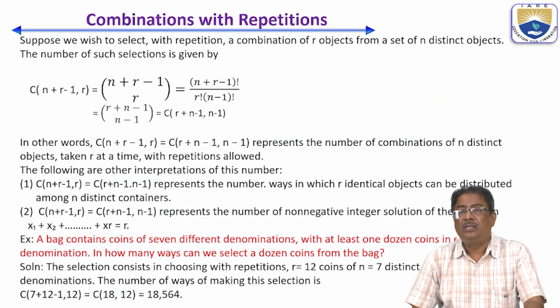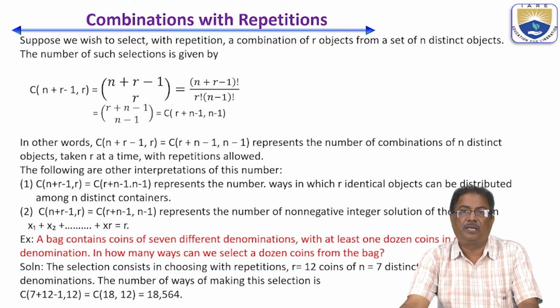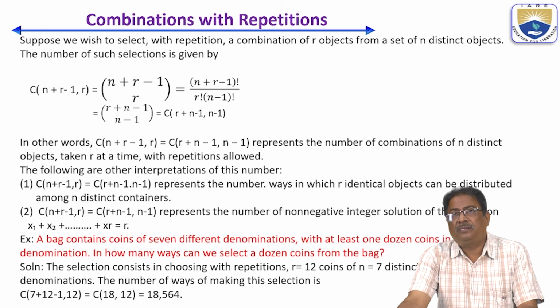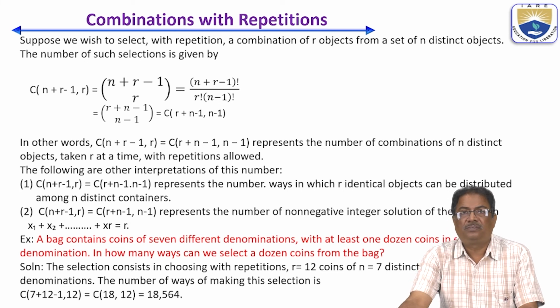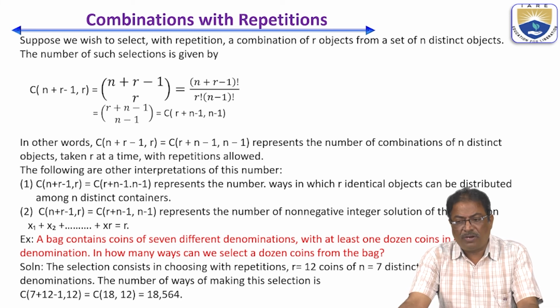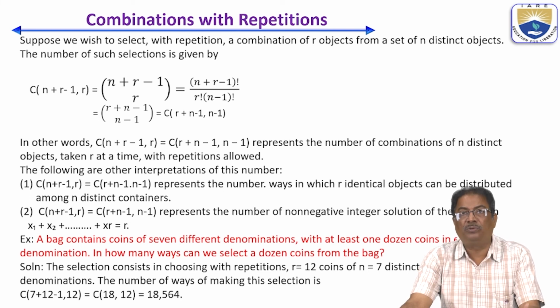So, these are the things that will be there under binomial as well as multinomial theorems. Now, let us consider combinations with repetitions. The next topic is combinations with repetitions. Combinations with repetitions means that while we are selecting a number of items, repetition of the objects is possible.